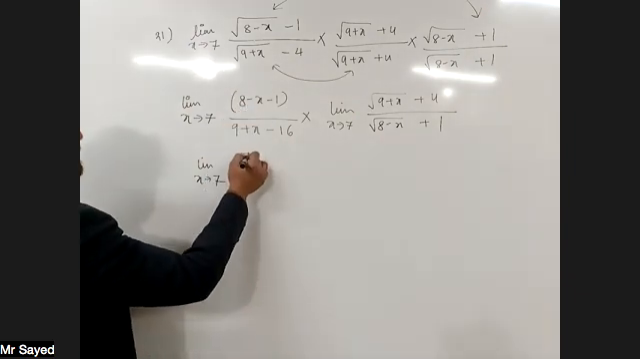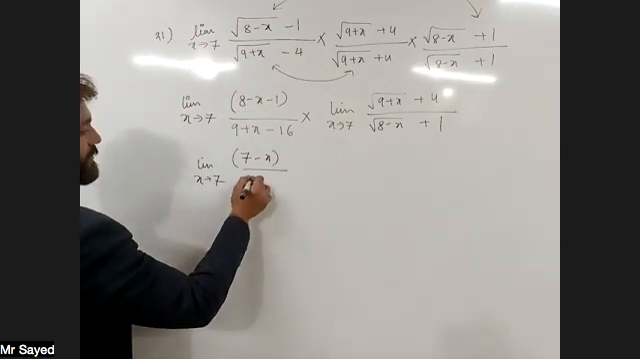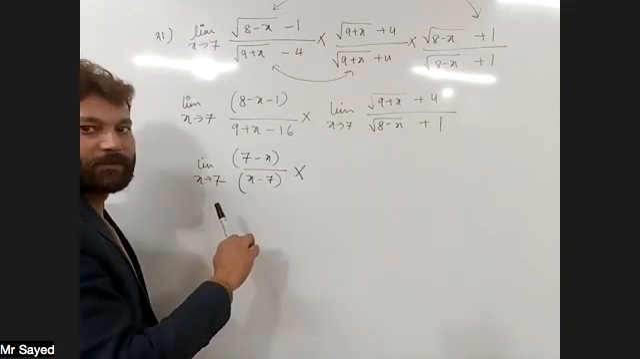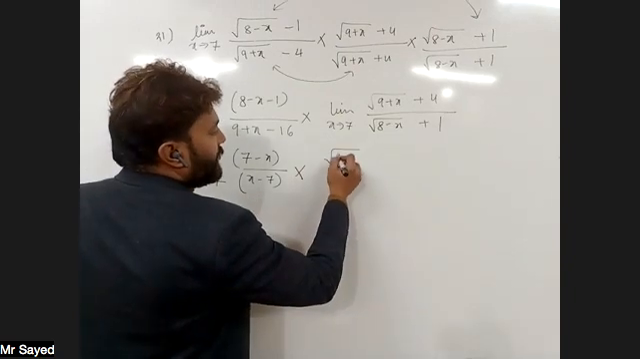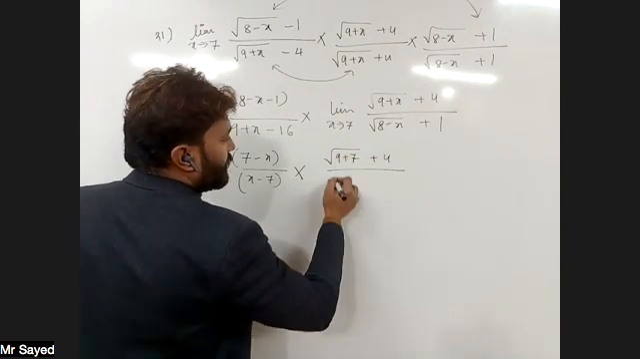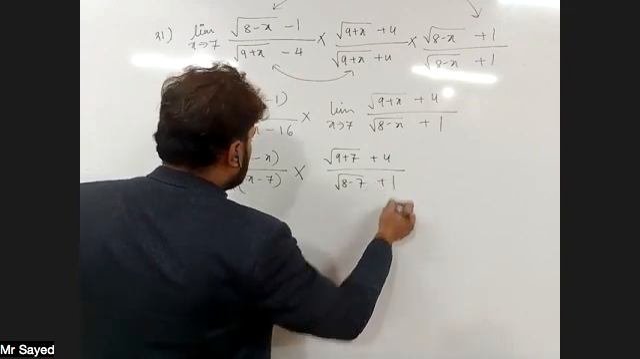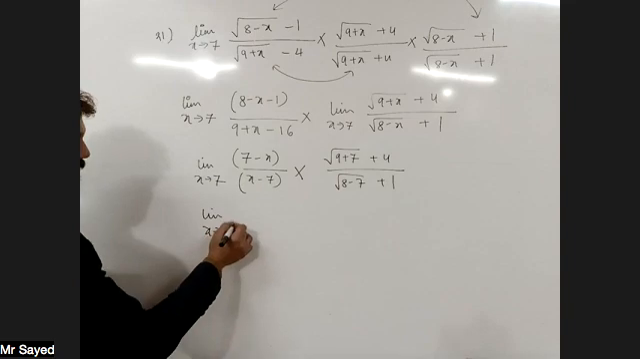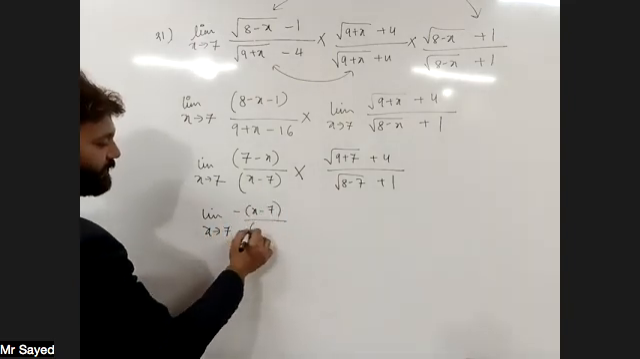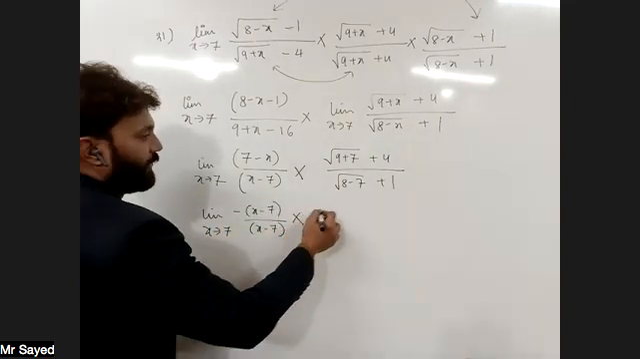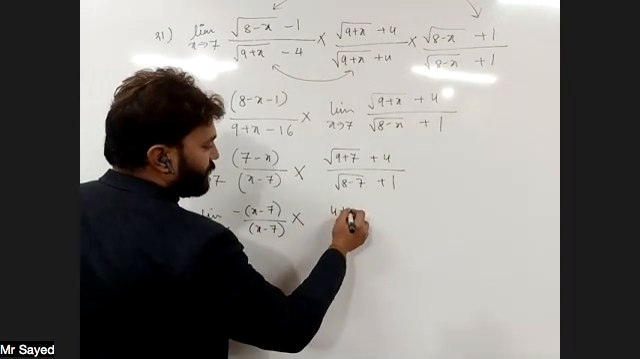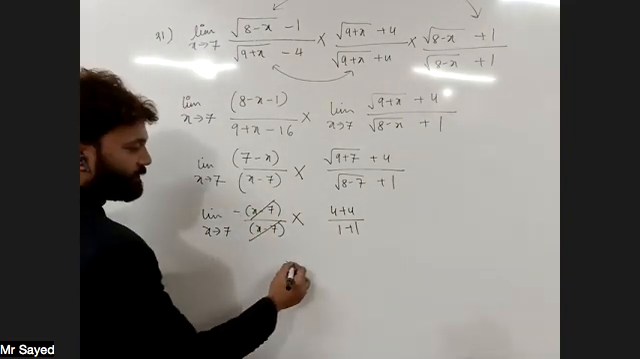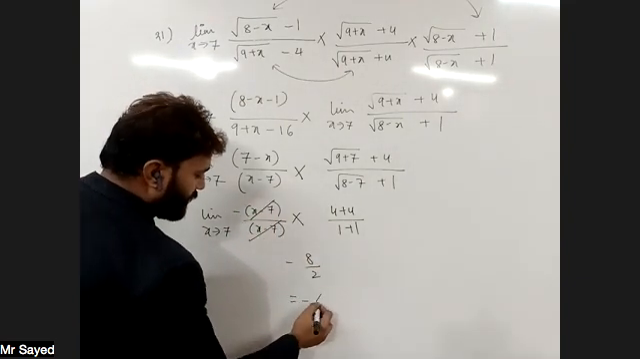Now this will be limit x tends to 7. This will be 7 minus x. And this is x minus 7. यहाँ पर फॉर्म 0/0 नहीं है, तो हम डायरेक्टली लिमिट पुट अप कर सकते हैं. So this will be root of 9 plus 7 plus 4, root of 8 minus 7 plus 1. We can take minus sign common. This will also be x minus 7 upon x minus 7. Into this will be root 16, that is 4. This will be root 1, that is 1. These two cancelled, so this will be minus 8 upon 2, minus 4.